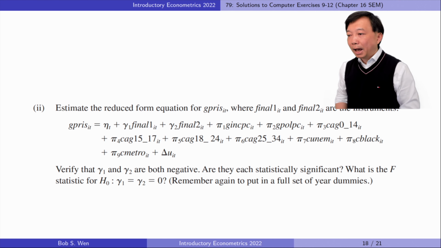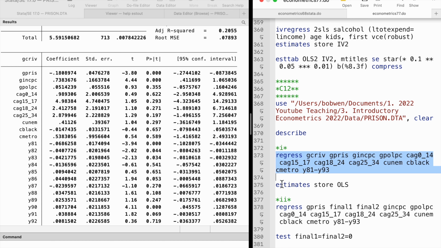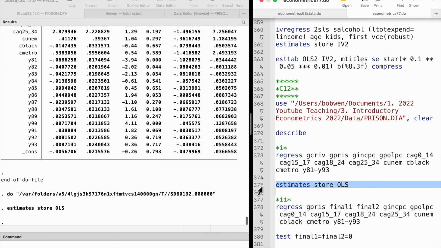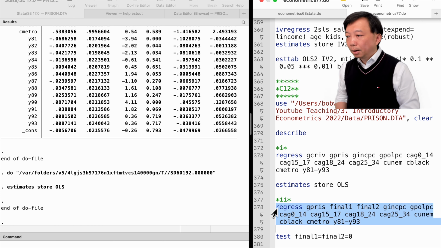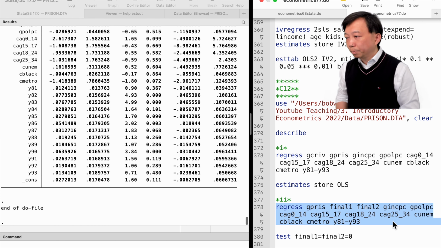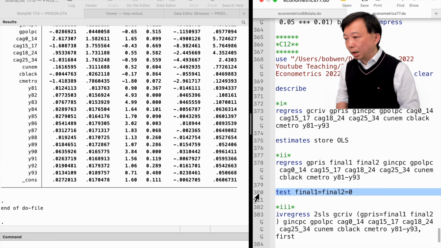In part 2, estimate the reduced form equation for the growth rate of the prison population, where final 1 and final 2 are the instruments. Gamma 1 and gamma 2 are both negative. The two instrumental variables are individually significant at the 1% level.